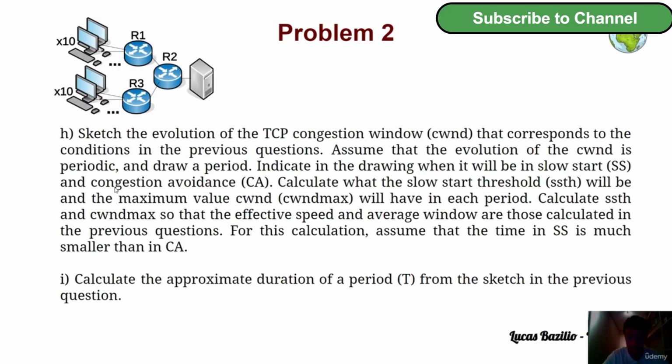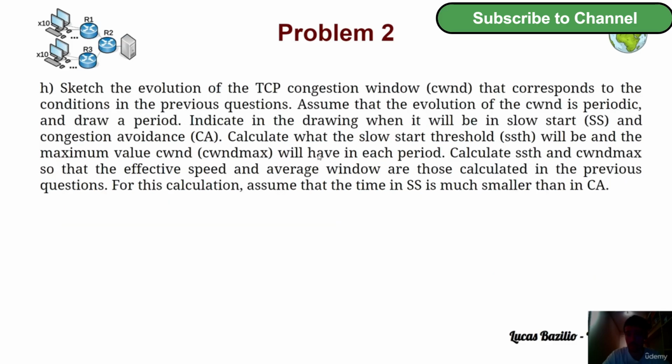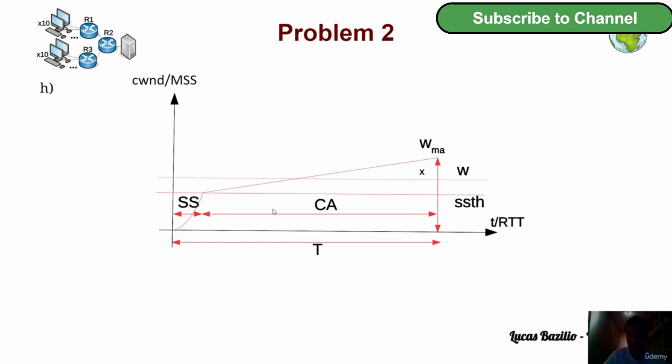So remember, in question H we drew a sketch of the evolution of the TCP congestion window, and remember that this evolution of the congestion window is periodic. We have here different periods that follow the same behavior, and so we drew this sketch. And now what we need to calculate is the approximate value in seconds of this period.